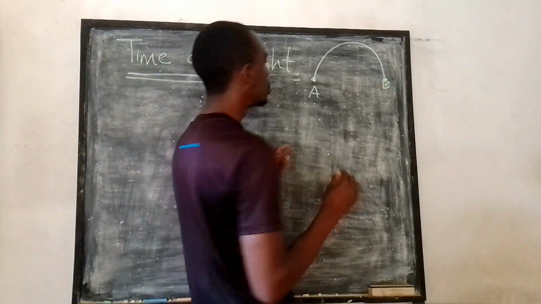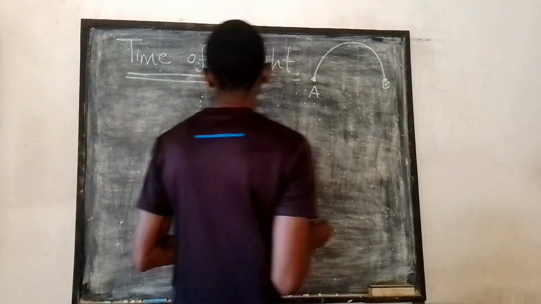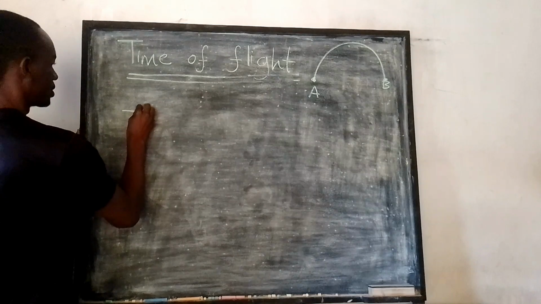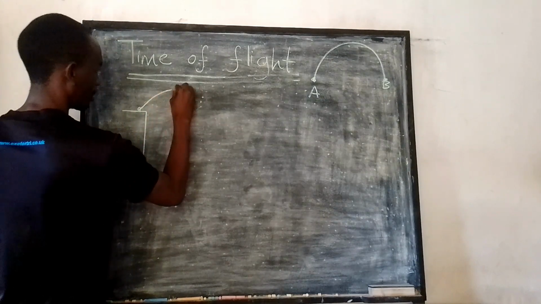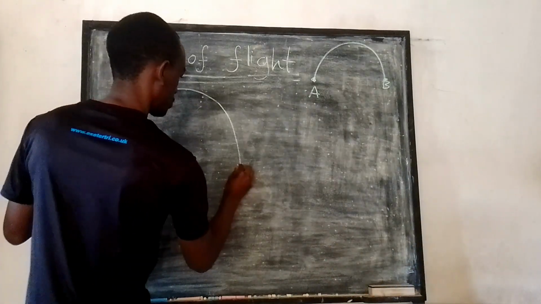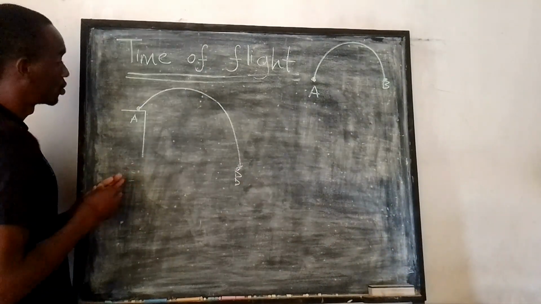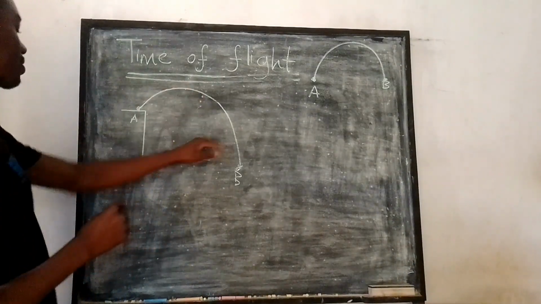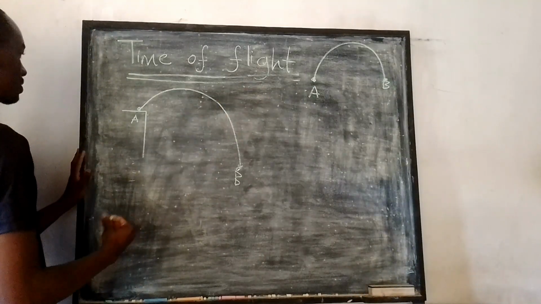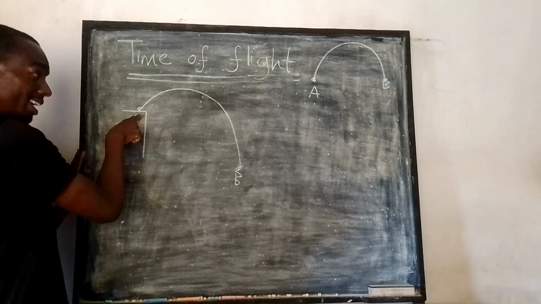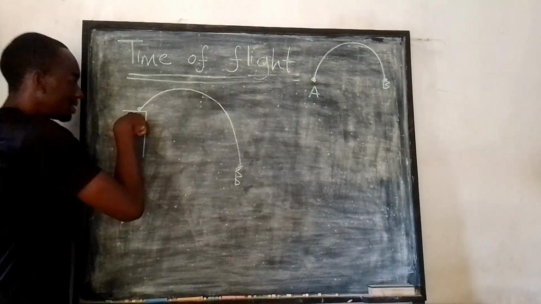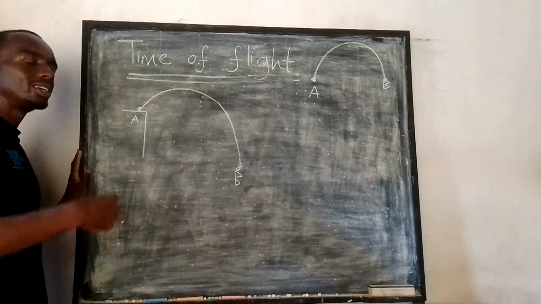Now the projectile need not follow this exact path. You can be asked to find the time of flight for a projectile that has been launched from this point and takes this path in the air, calling this A and calling this point B. Just like in the previous case, our object travels from this point A up to this point B. The time it takes to move from point A to point B is what we are calling the time of flight.